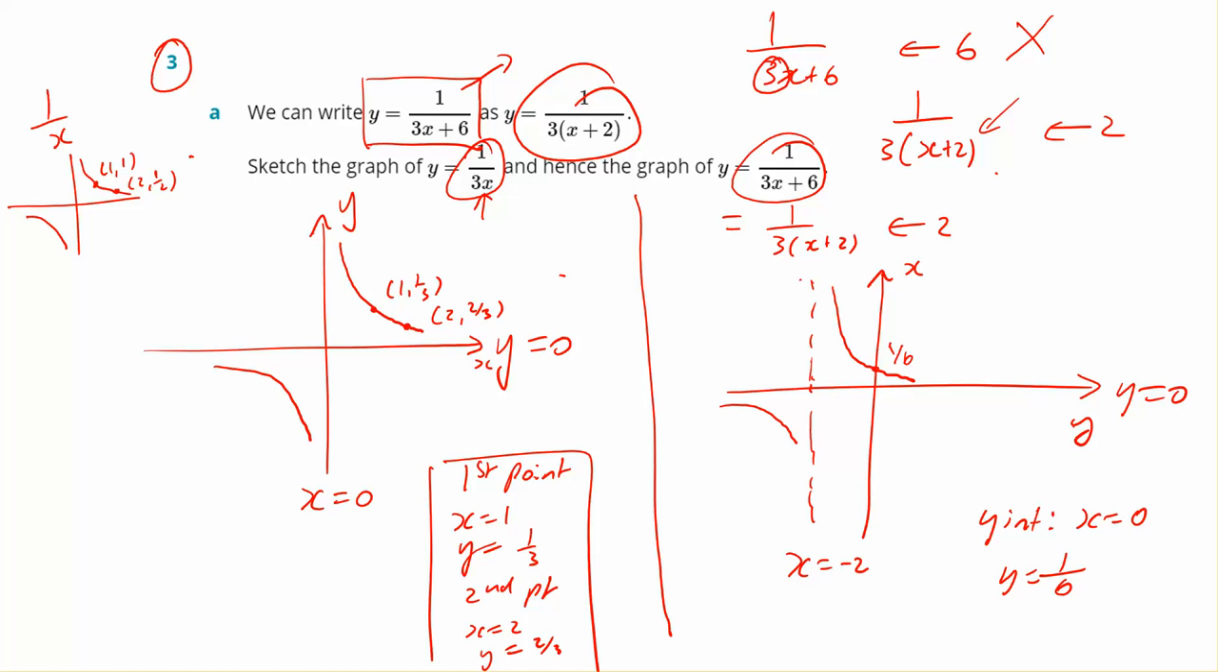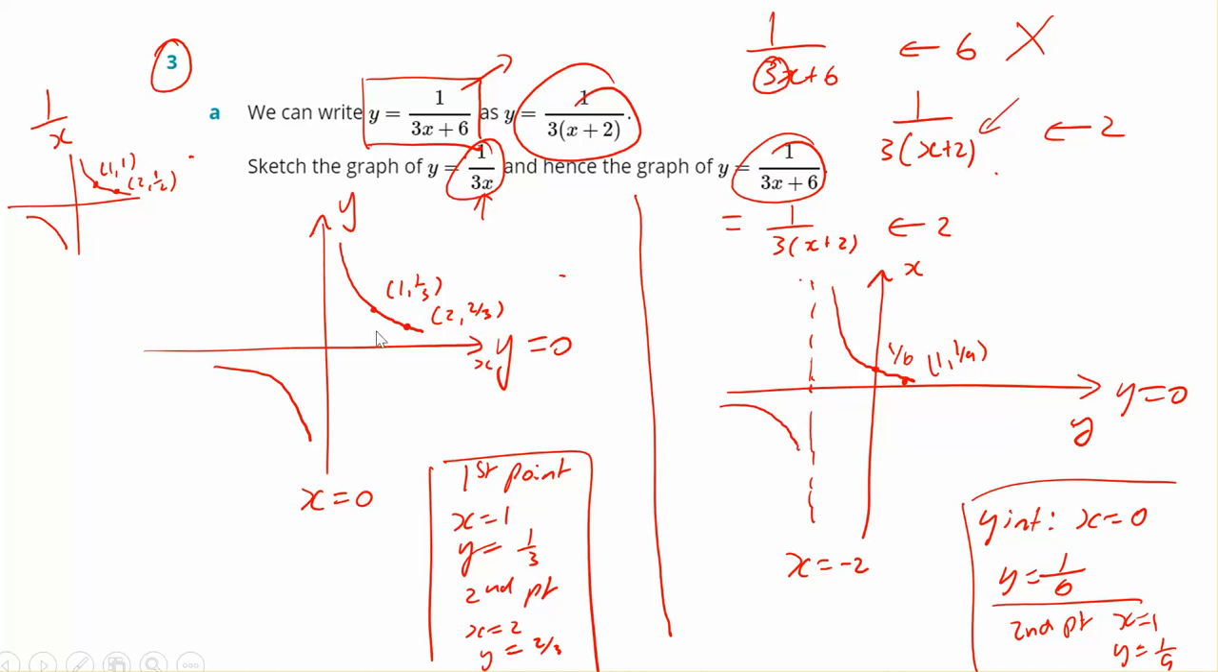So that's the y-intercept, now the second point. Choose x equals 1, because it's easier to sub in. When x equals 1, y equals 1 over 9, because when you sub it in, that becomes 1 divided by 3 plus 6, which is 9. So 1/9. I've got my 2 points and my asymptotes. That's going to be sufficient to get full marks for that question.